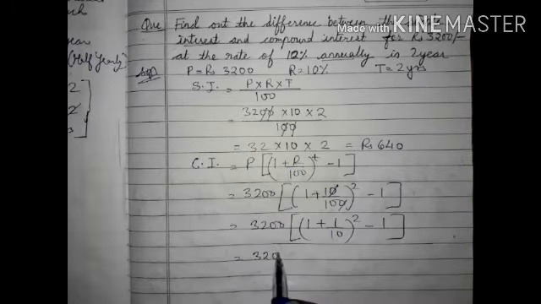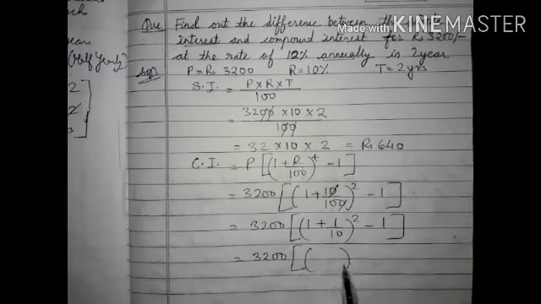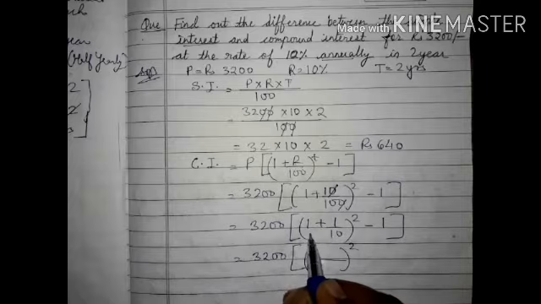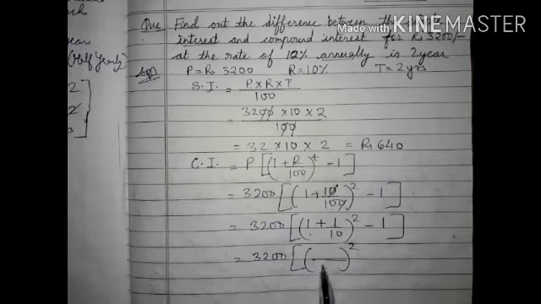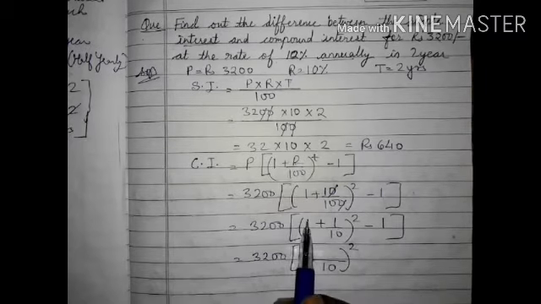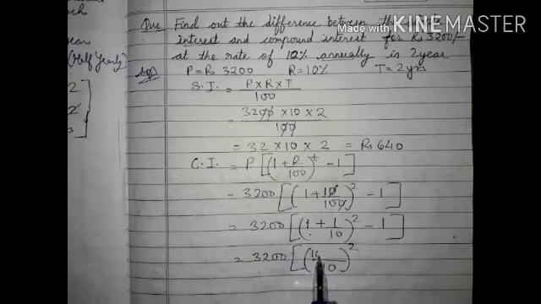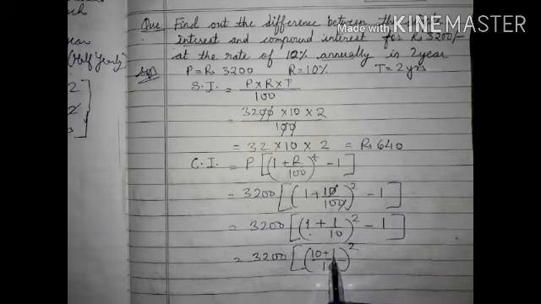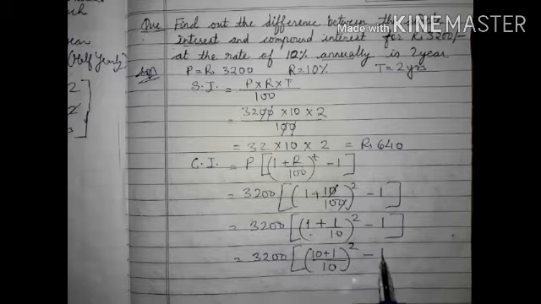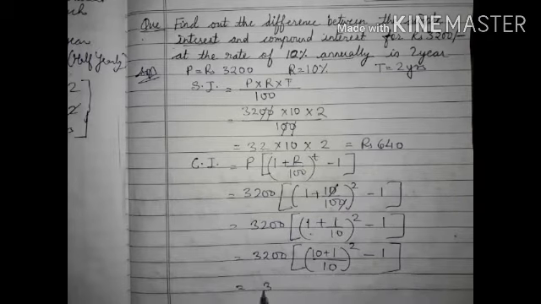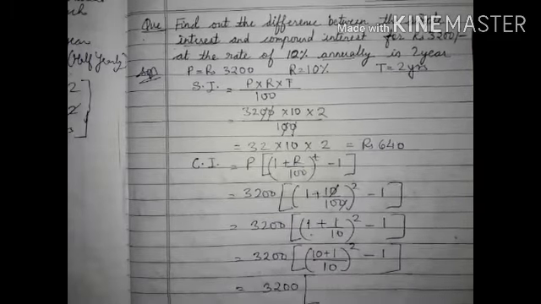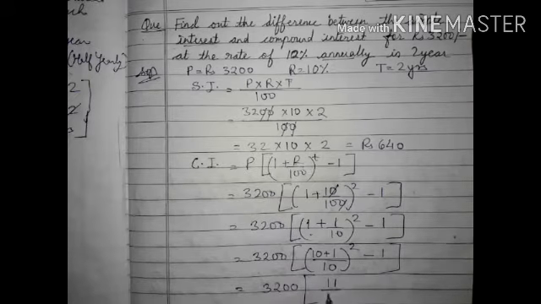Now 3200, here we have to find the LCM. So here nothing number means 1. 1 and 10 LCM is 10. Now cross multiply, 1 multiplied by 10, 10 plus 1 multiplied by 1, 1. Now minus 1. Now 3200, 10 plus 1, 11 upon 10 power 2 minus 1.